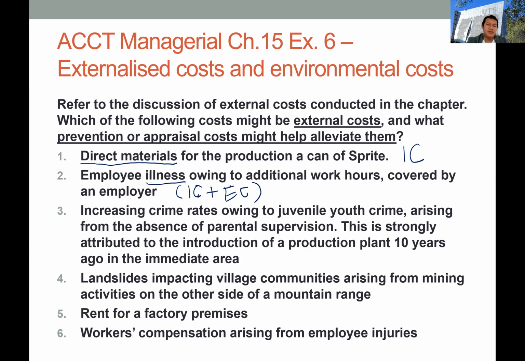Okay, and then the increasing crime rates owing to juvenile youth crime arising from the absence of parental supervision, strongly attributed to the introduction of the production plant 10 years ago in the immediate area. The cause of increasing crime rates is also really difficult to measure, right? Even though the question says this is strongly related to the company's operation, the company cannot measure this cost easily. So we should categorize this cost as an external cost.